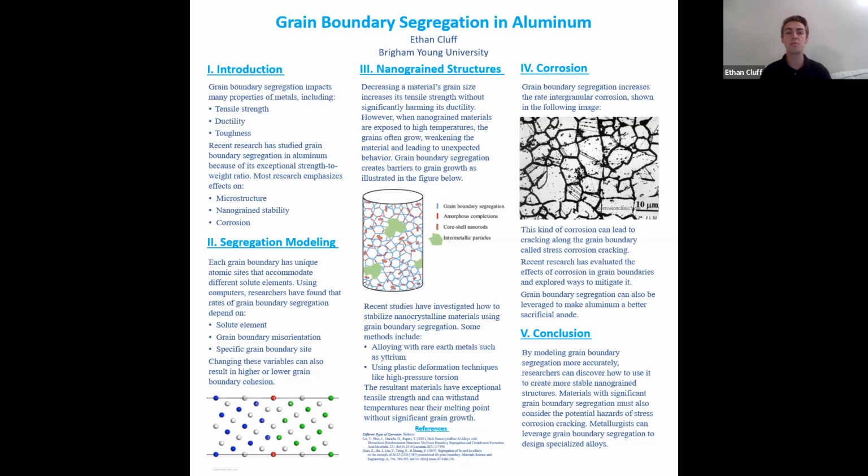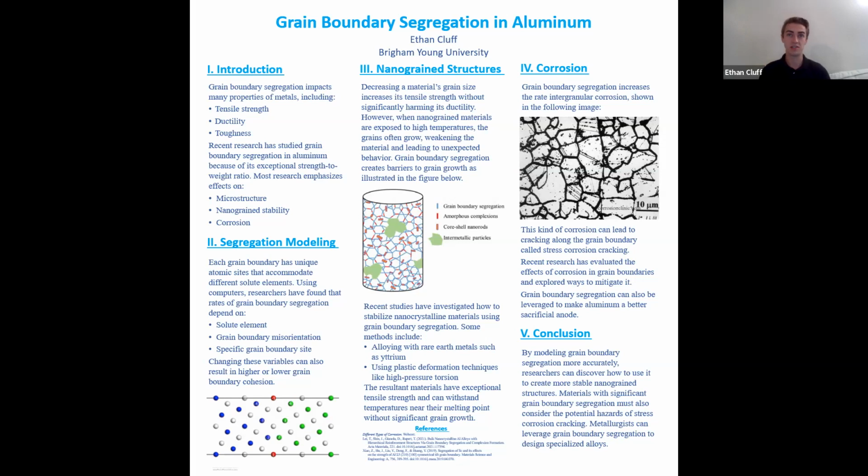Scientists have recently used computer programming to model this behavior by creating grain boundaries and substituting atoms in at certain sites along that grain boundary to determine how it affects different materials. And researchers have found that based on the misalignment or the character of the grain boundary itself, as well as the element that is substituted into the grain boundary, there can be a wide range of effects on material properties.